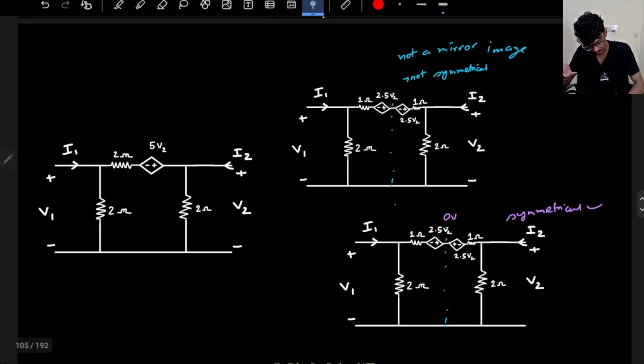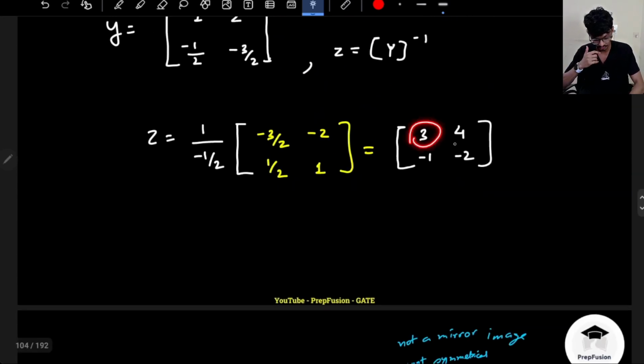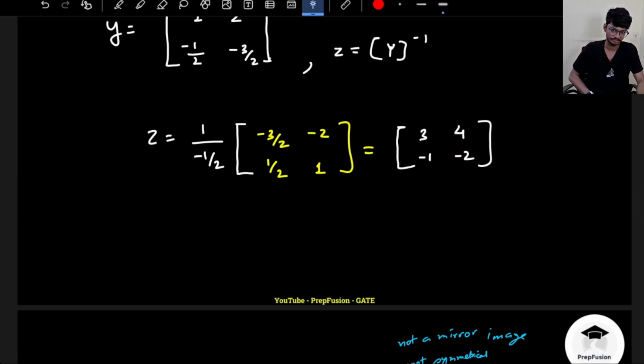My circuit is this. So you cannot change the circuit. Of course, you can do a few manipulations, but ultimately the final circuit should remain the same. So this is not a symmetrical network. That can be observed from here as well: your Z11 is not equal to Z22, or your Y11 is not equal to Y22.